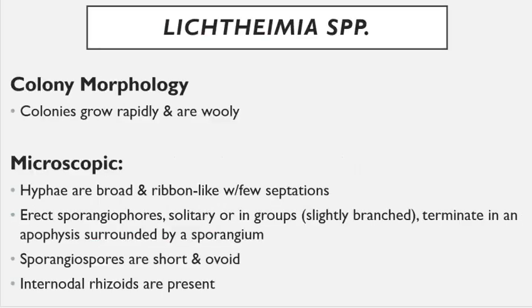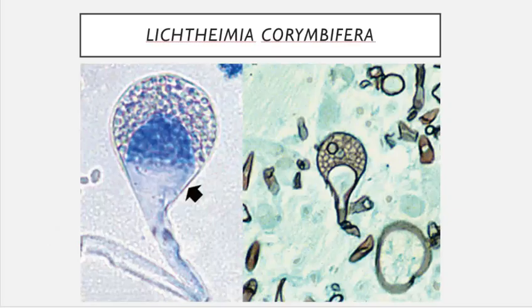For cancer patients, other sites of infection are noted. As far as Lichtheimia colony morphology, colonies grow rapidly and are woolly. Microscopically, you can see hyphae that are broad and ribbon-like with few septations, erect sporangiophores, solitary or in groups, terminating in an apophysis, surrounded by a sporangium. Sporangiospores are short and ovoid. Internodal rhizoids are present. This is an example of what Lichtheimia corymbifera looks like under the scope.